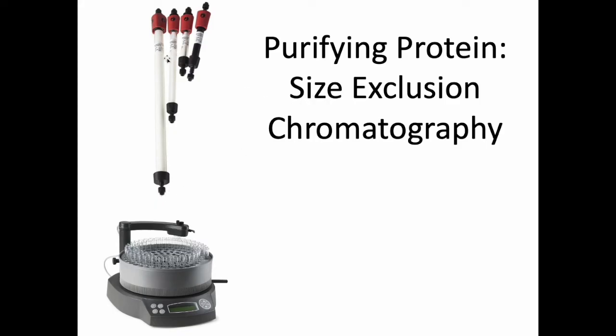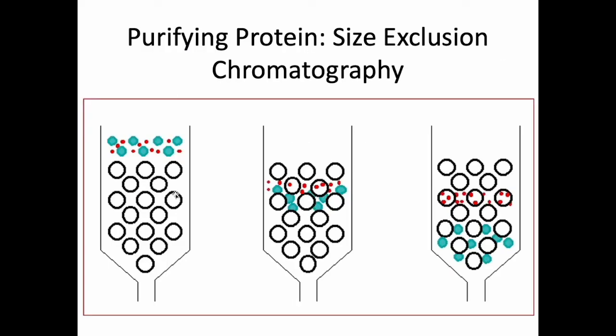So what's going on with these beads? Well, let's zoom in on one of these columns and see. These are the beads, these little black circles here, and these are our proteins starting at the top. So again, there are going to be lots of different proteins of lots of different sizes, but to simplify things, let's look at what happens when you have just two proteins, a big one and a small one.